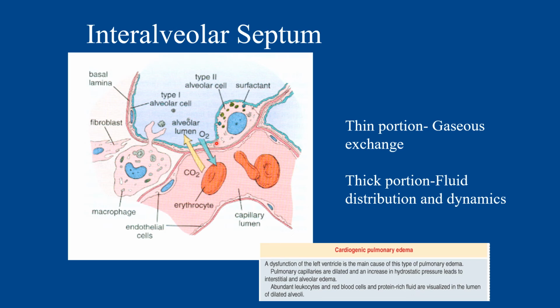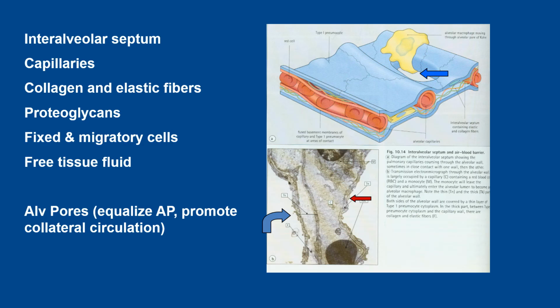In the thick portion, if there is any fluid accumulation, it occurs in the thick portion of the alveolar wall. This is showing the representation of the interalveolar septum, which has the type 1 and type 2 pneumocytes, which lie on the basement membrane, and there are collagen fibers and elastic fibers, proteoglycans. There are fixed and migratory cells, and free fluids are also there. And this is showing the capillary.